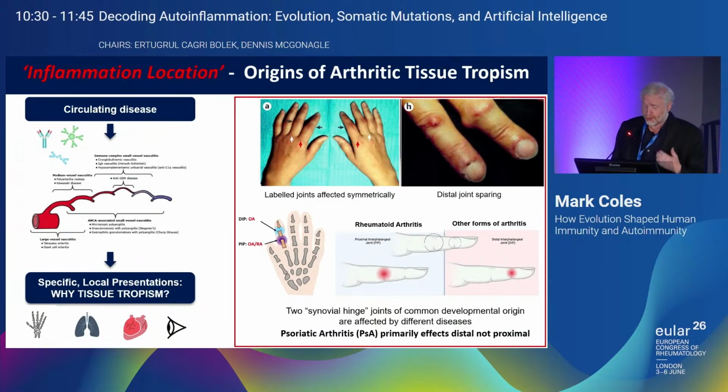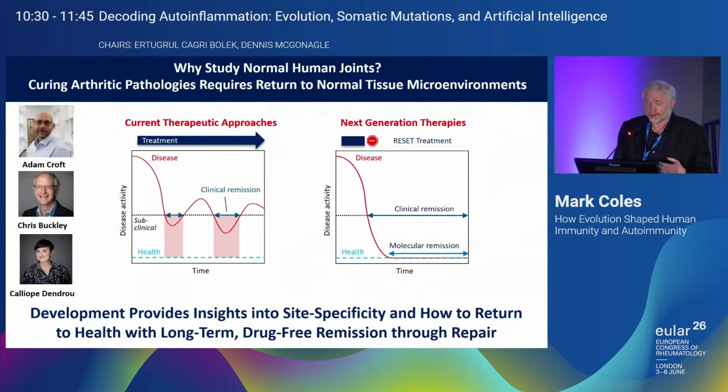And I want to go on to the role of anatomy in site-specific arthritis. And the reason why we really need to understand what a normal human joint looks like, and actually OA is not a normal joint, I'm afraid, that lots of studies use OA as controls, is that we need to be able to reset immunity and we need to cure immunity.